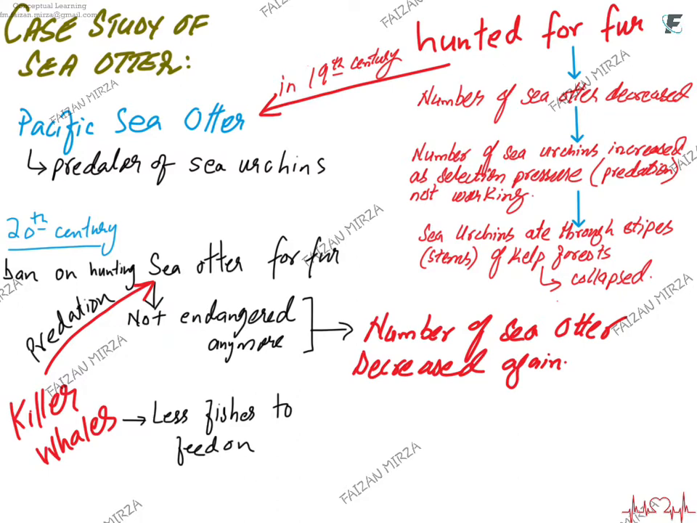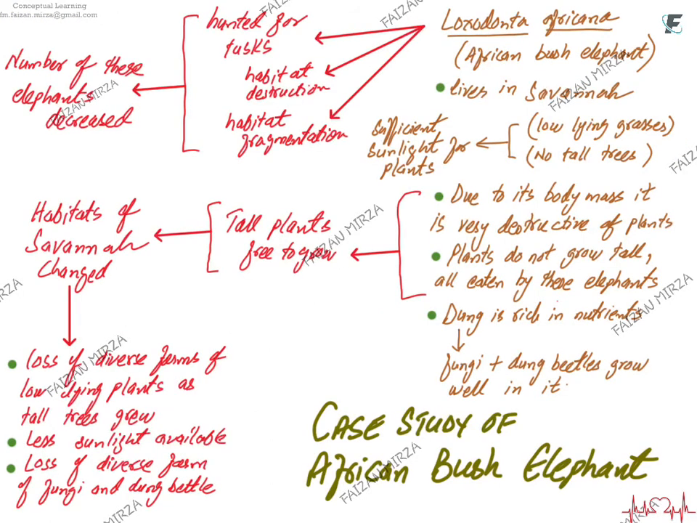This is how human activity affects not only one species but an entire community. Another case study is the African bush elephant. The African bush elephant is Loxodonta africana. It belongs to the genus Loxodonta, and africana is the species.